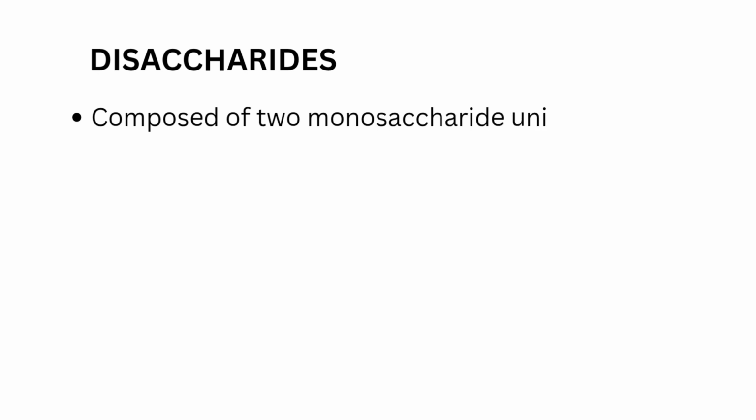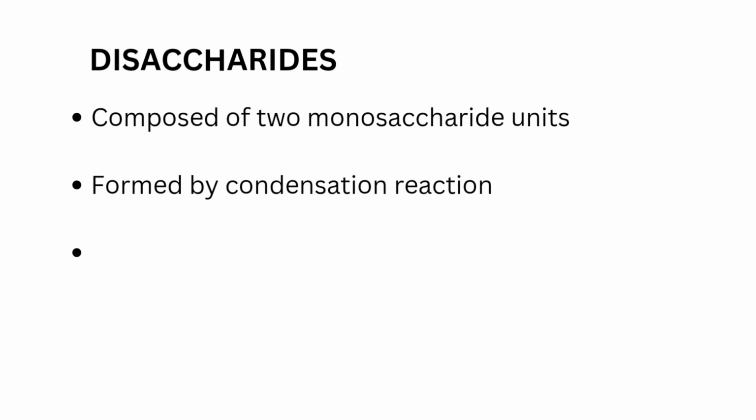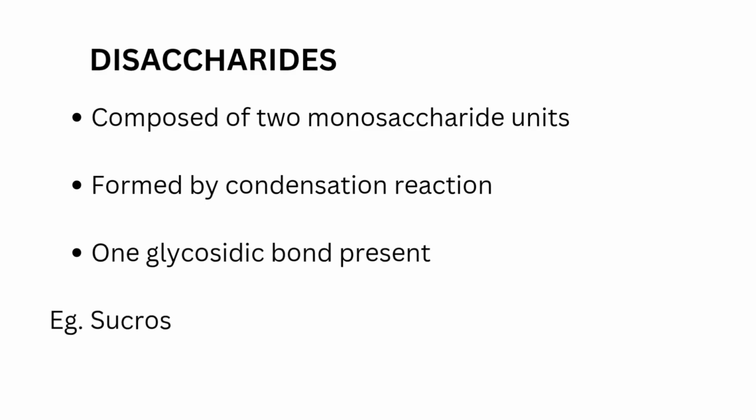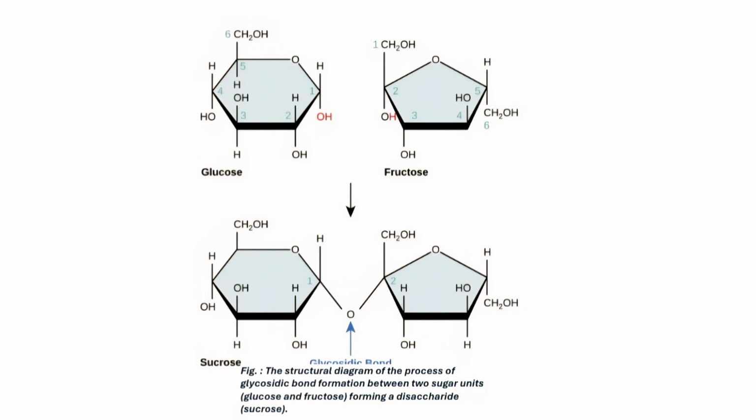And the next carbohydrate is disaccharides. Disaccharides are composed of two monosaccharides joined together. They are formed by a condensation reaction during which one molecule of water is released and the two monosaccharides are linked by a glycosidic bond. The given picture explains how a glucose molecule and a fructose molecule, both monosaccharides, join together, removing an H2O and forming a glycosidic bond to form sucrose, a disaccharide.